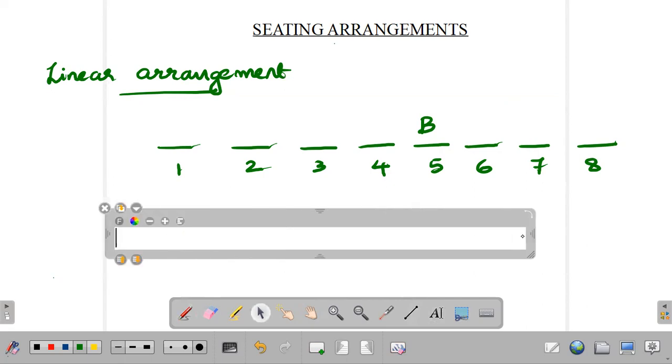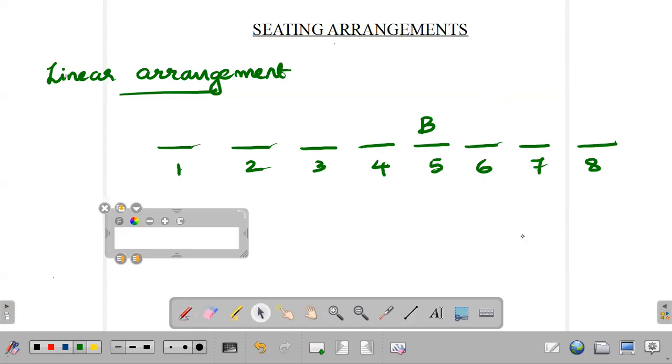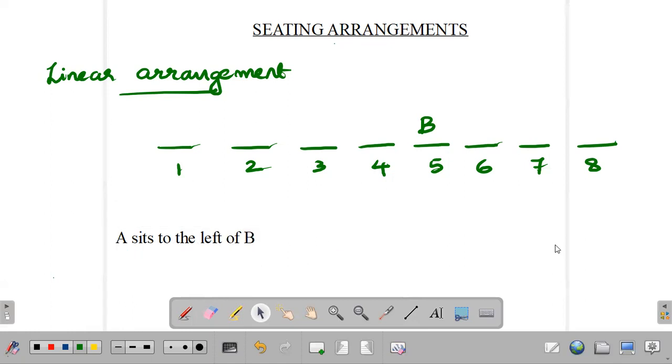Now I am giving you an instruction. Listen carefully: A sits to the left of B. Now my question is very simple. Among these available seats, I'm just saying A sits to the left of B. Where are you likely to place this A?